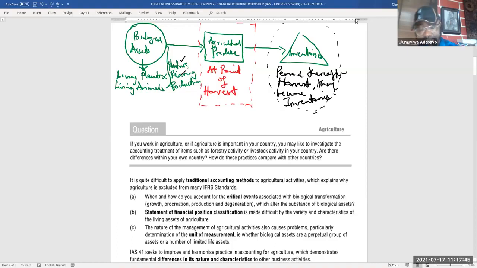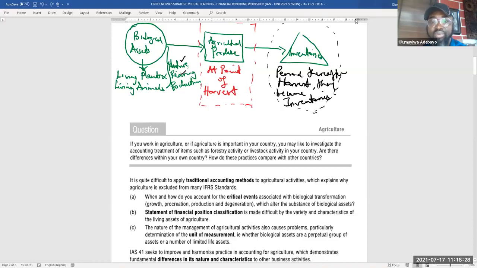Another thing of essence is that the nature of the management of agricultural activity also causes problems. For example, how do you determine units of measurement? And with biological assets, when do they transform into agricultural produce? What is the lifespan of such an asset that will allow me to classify it as current or non-current, and some other things like that? All of this is what brought about IAS 41, which attempts to improve on the accounting treatment for agricultural activities, and therefore harmonizes most of those contentious issues across jurisdictions, as the case may be. Okay, and that is that.